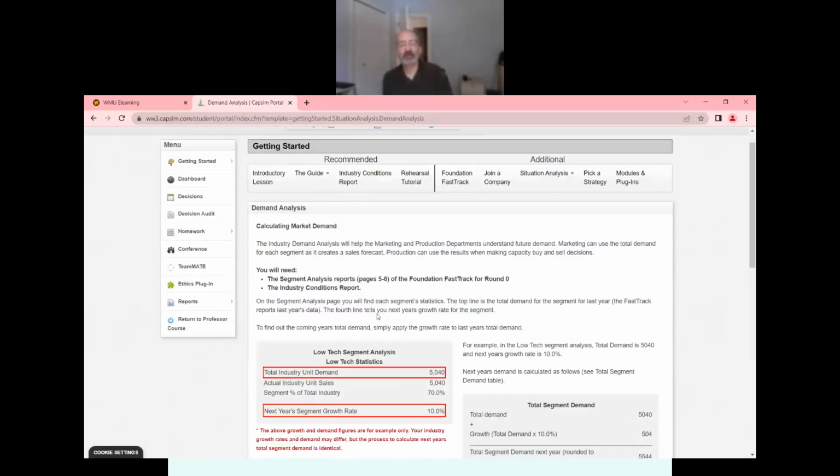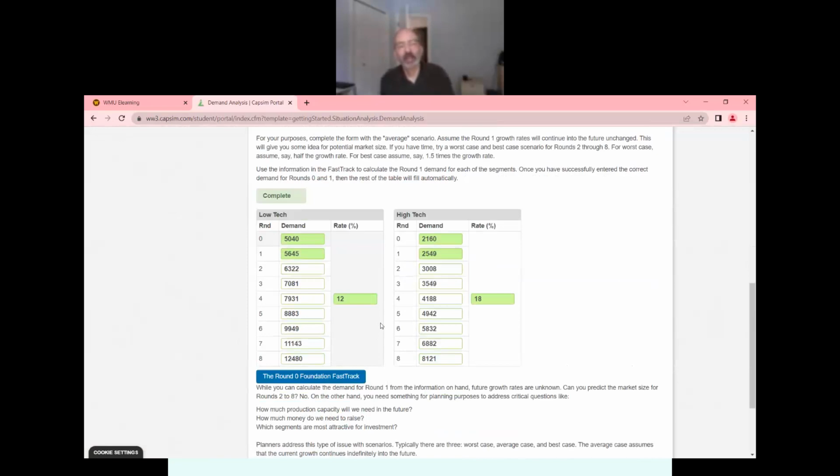Now, the next thing we did was a demand analysis, and we know how many sensors customers in the low tech and the high tech segments will demand. We don't know how many our company is going to sell, but we know how many overall they're going to demand from all of the companies that are in the sim. That's going to be your company plus 5 different teams.